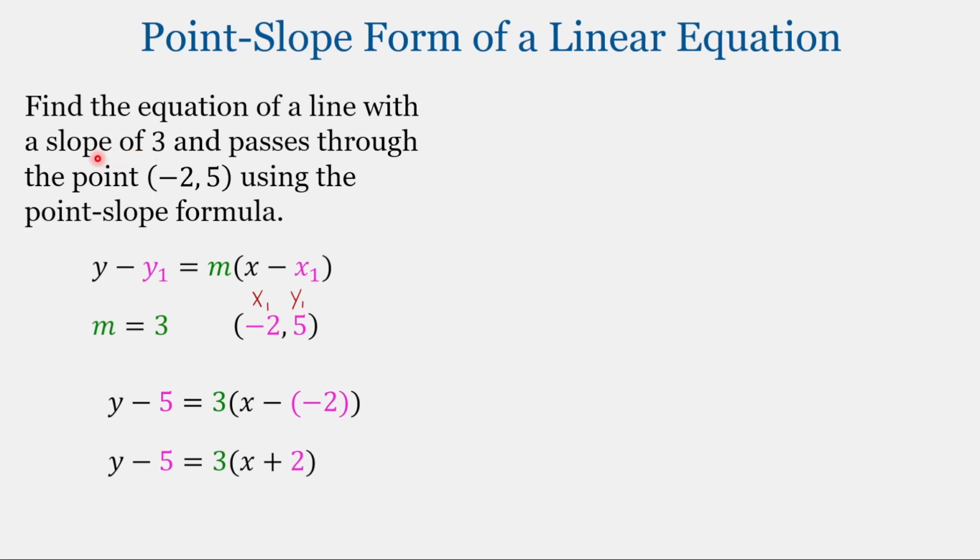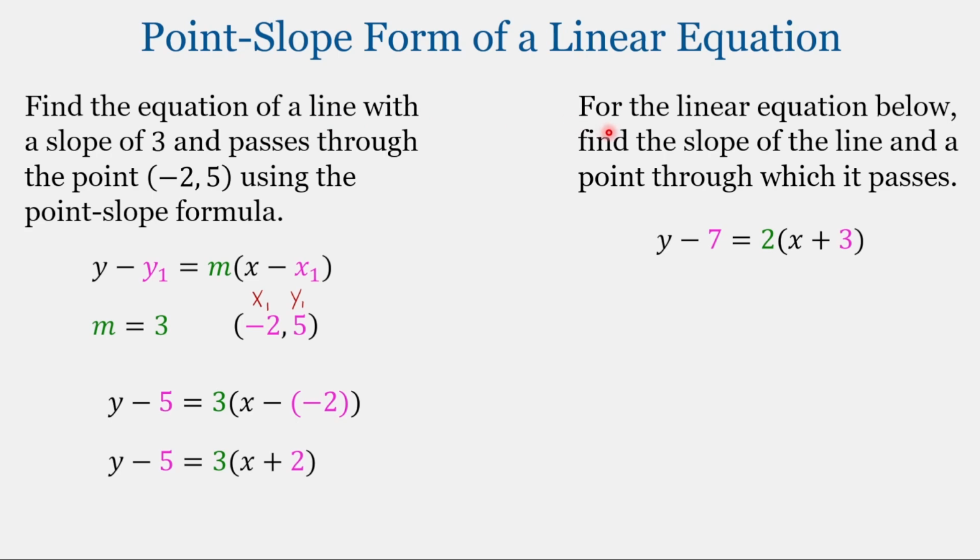So here we were given information about a line, the slope, and a point on it, and we were asked to find the equation of that line. Now let's go in the opposite direction. So here we are given a linear equation, and we're asked to find both the slope of the line and a point through which it passes.